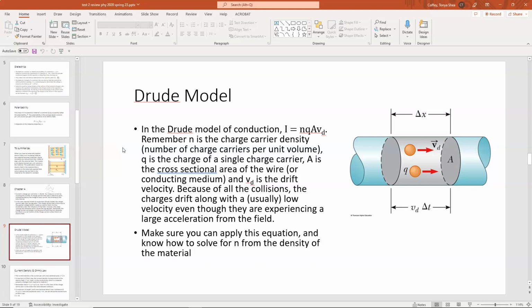carriers. So usually, like I said, in metals this drift velocity is decently low, even though they're experiencing a large acceleration from the field, because of all the collisions the electrons have. Make sure that you can solve this equation and apply it. Solve for N from a material density and all that good stuff. These are all questions that got covered in homework and in class.